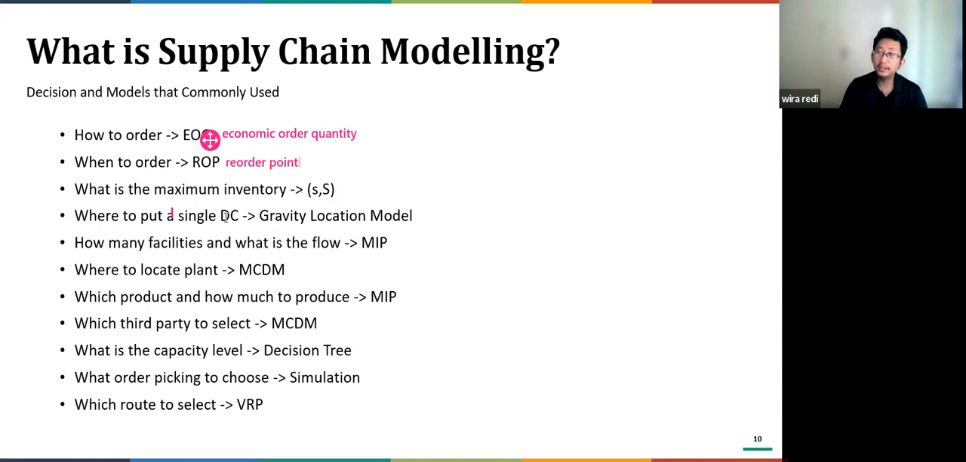This one is for where to put the distribution center. We have gravity location models. If you have never seen this one, maybe we will discuss it when we discuss network optimization. To determine how many facilities, and what the flow of those facilities should be, this is mixed integer programming.